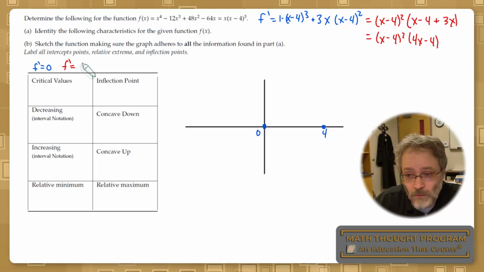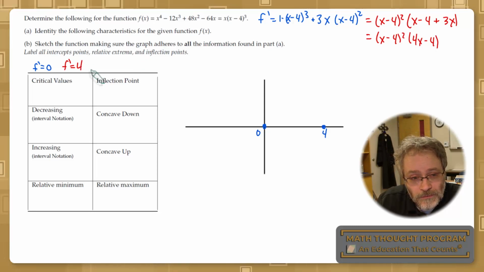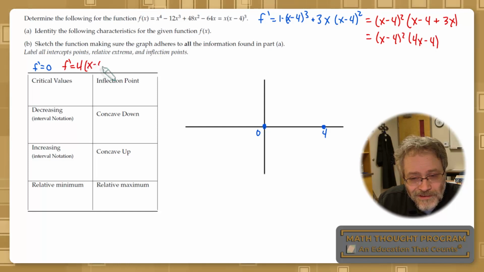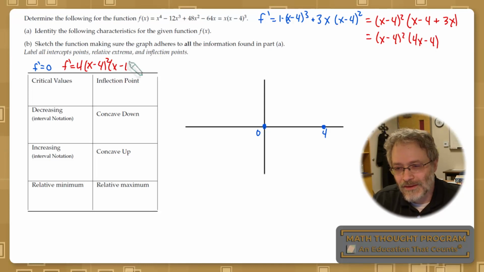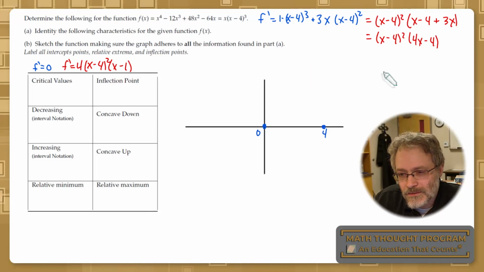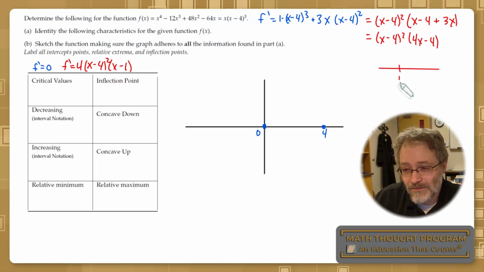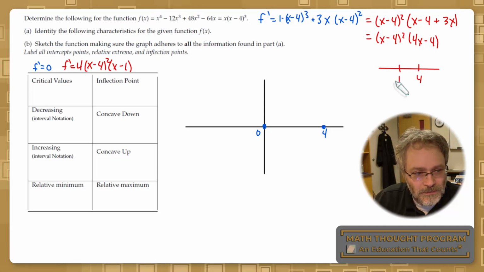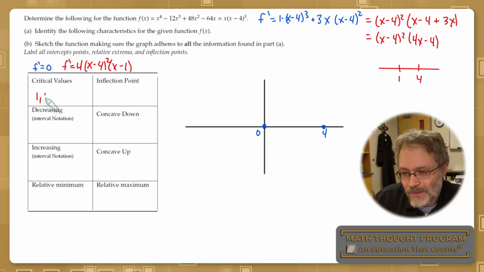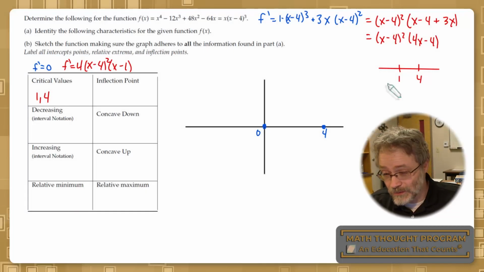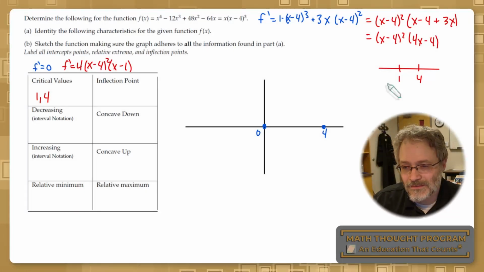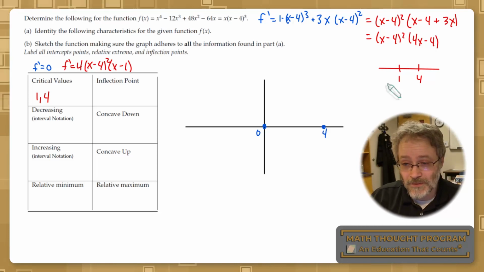Here we'll just pull out the 4, and we'll be left with (x minus 4) squared times (x minus 1). So our critical values, we're going to have 1 and 4. So we can go ahead and record that. And in order to figure out what's happening here in terms of increasing and decreasing and maxes and mins, I just want to see what's going to be happening with my derivative.